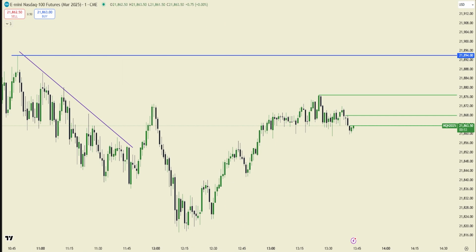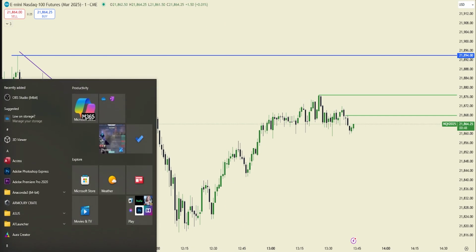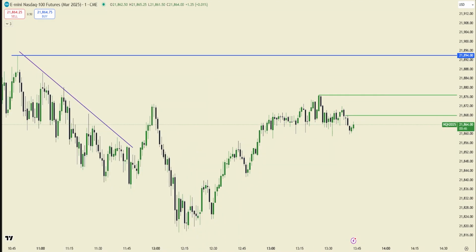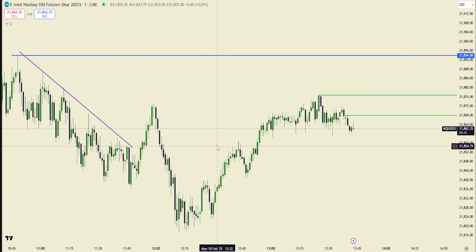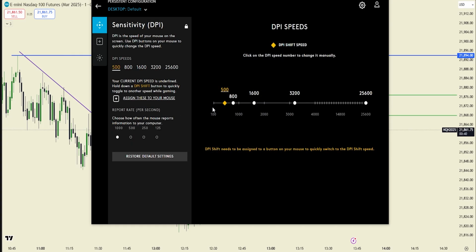Possible 5-minute IFG short? Maybe. For some reason my mouse is tweaking. Can it go back to normal? It should be 500 DPI, but this is not 500 DPI. Alright, whatever.